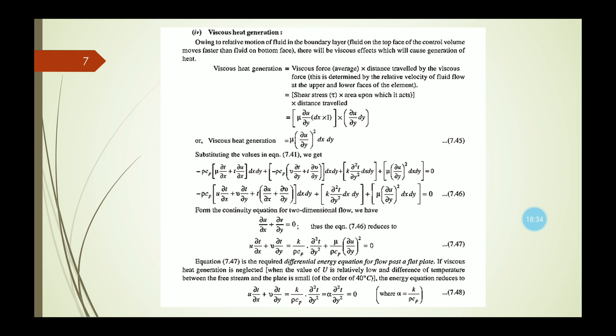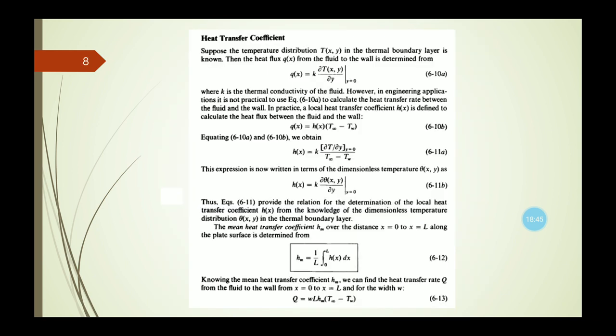Now we have discussed the derivation of this final energy equation for the thermal boundary layer when the fluid is flowing past a flat plate. Now let us discuss the heat transfer coefficient for the local and average cases. Suppose the temperature distribution T(x,y) in the thermal boundary layer is known to us, then the heat flux qx from the fluid to the wall can be determined using the equation qx equals to k del T by del y at y equals to 0. Here k is the thermal conductivity of the fluid.